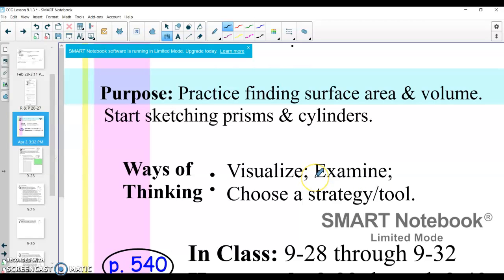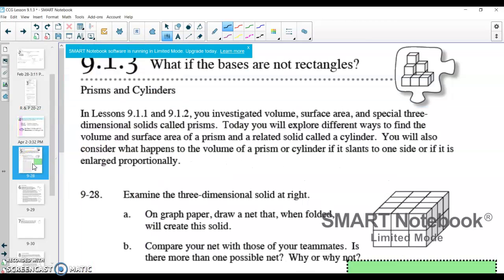We are still visualizing here today with these prisms like we always are. Especially if we're trying to sketch them on paper, we really need to visualize it, but there isn't an E-tool today, so I won't be flipping back and forth. Let's get started with 9-28 then.